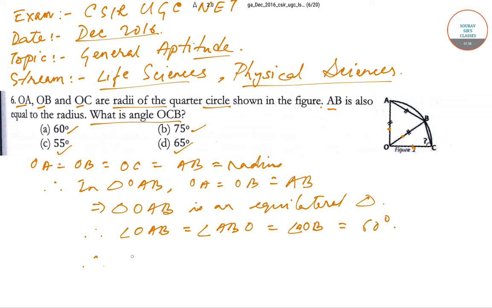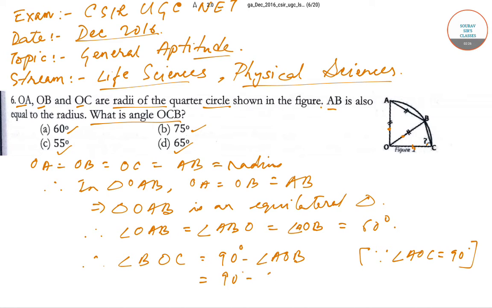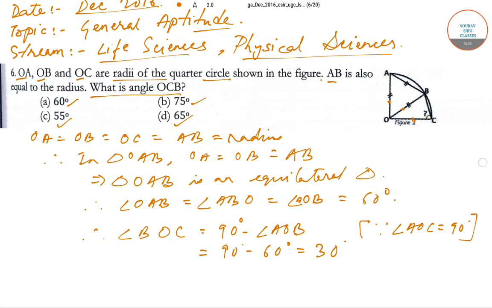Now if we try to find out angle BOC, as you already know that this is the quarter circle. So angle AOC is equal to 90 degree. Since angle AOC is equal to 90 degree, BOC is 90 degree minus angle AOB. So this gives us that angle BOC is equal to 90 degree minus 60 degree, which is equal to 30 degree. So this is what we found out.